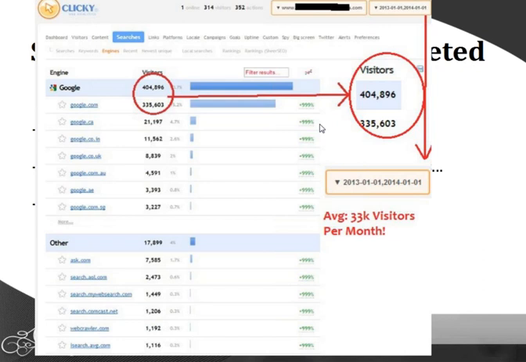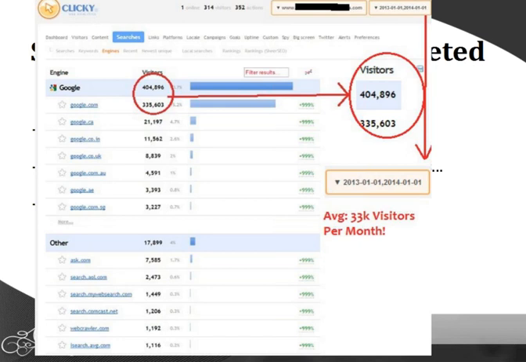Here's the shot from the analytics on this site. You'll see I tried to zoom in on the date there and the numbers just to make it clearer for you. Over the course of the year, the site pulled in, like I said, 404,896 free targeted visitors. That's only from Google as well. You'll see the other search engines down here also delivered the site almost 18,000 targeted visitors as well. For a small site like most of us have, it's just such a ridiculous amount of traffic.